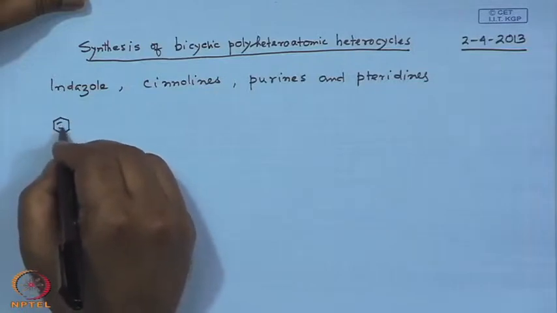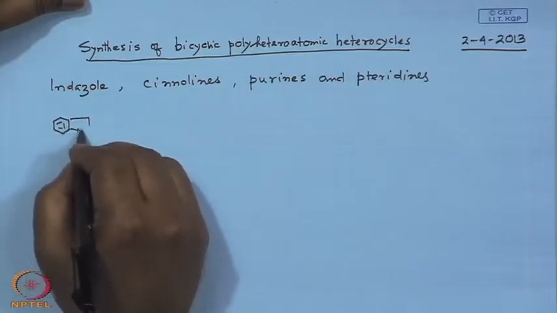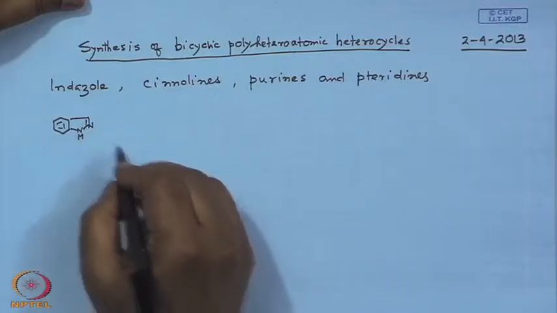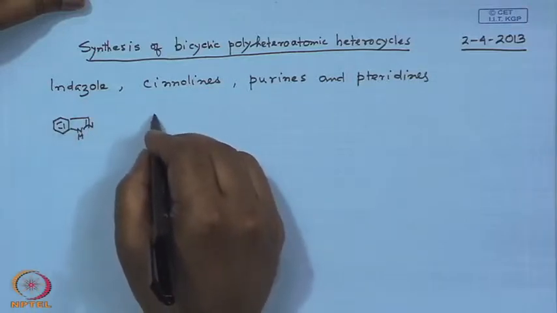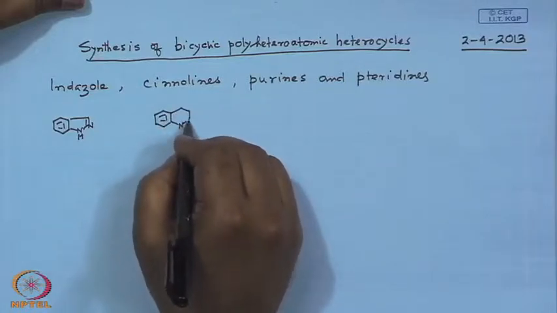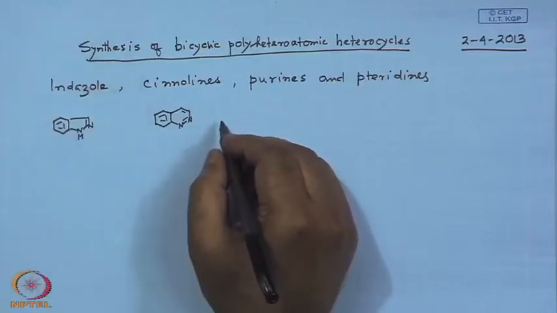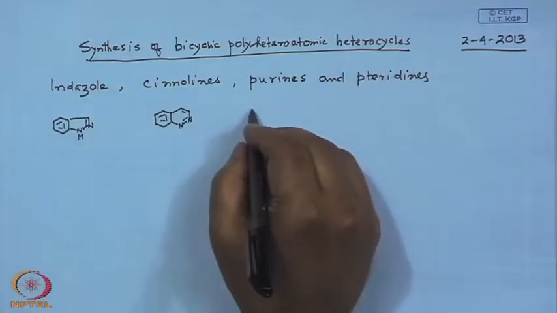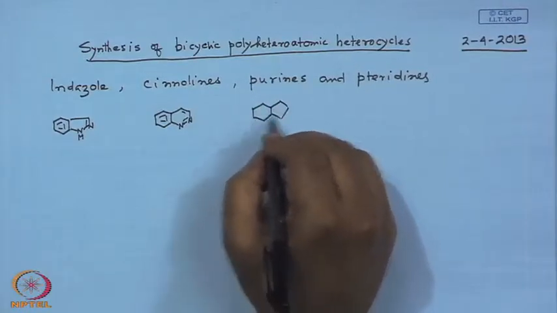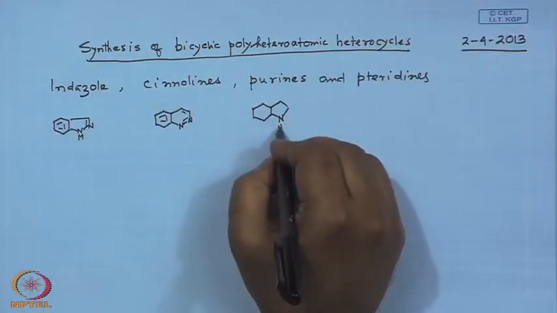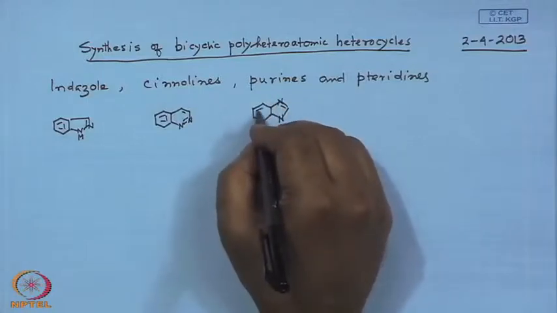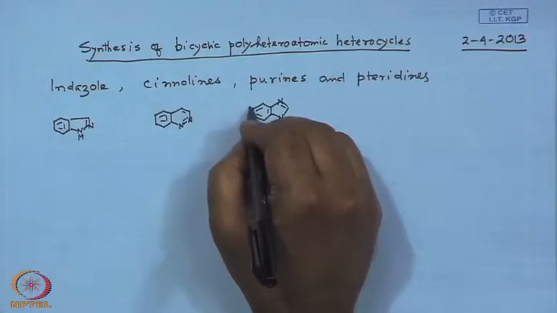structures. The first one, as the name says, has to be a 6-membered and a 5-membered ring, just like indole, so we can say this is an indole. Cinnolines also are very similar to indazoles, but the second ring is a 6-membered ring, and all of you know purine consists of a 5-membered ring fused with a 6-membered ring; the 5-membered ring is imidazole, and the other one is pyrimidine.